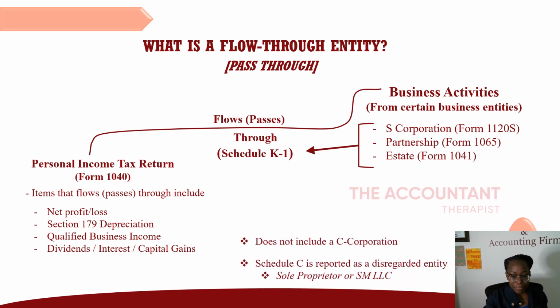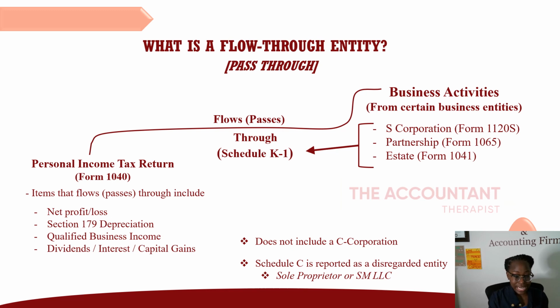Lastly, I have not mentioned a C corporation yet, so I do want to touch on that because it's very important. A C corporation is not a flow-through entity. It's pretty much a tax return all by itself. It's an entity all by itself. Everything is exclusive to this particular tax return. It never flows through to your personal income tax return. Therefore, it is responsible for its own income taxes, unlike the other flow-through entities.